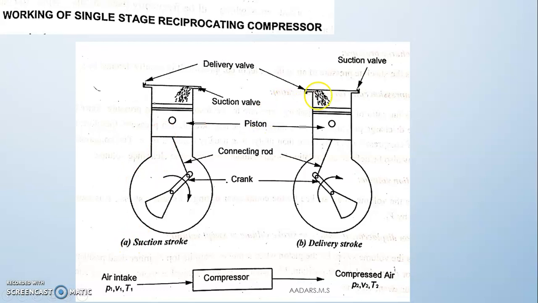For a stroke, we have two valves, the inlet valve and the outlet valve. During the suction stroke, the inlet valve opens and the air is sucked into the cylinder until the piston reaches the bottom dead center. During the delivery stroke, the suction valve is closed and the delivery valve opens, and the air is pushed to the outlet or storage tank.